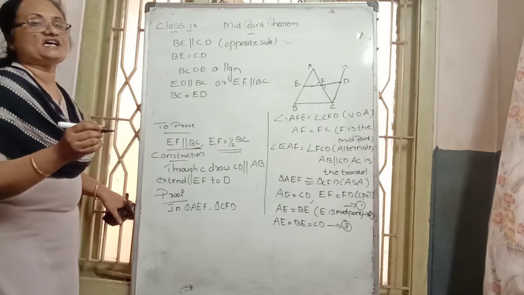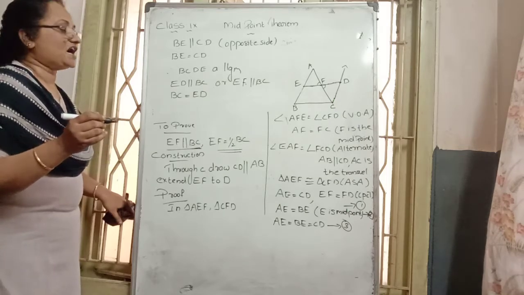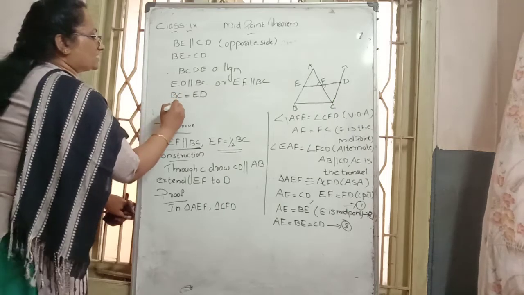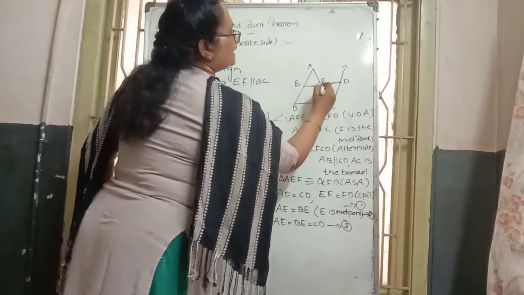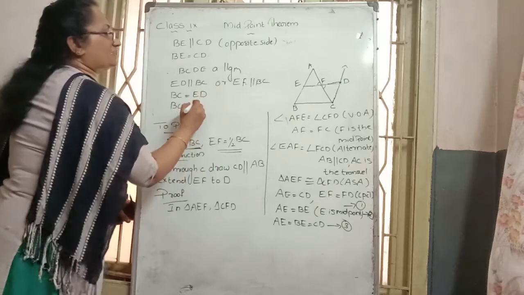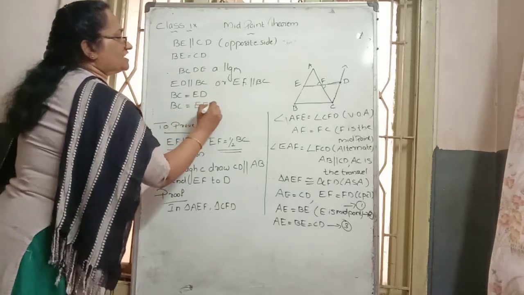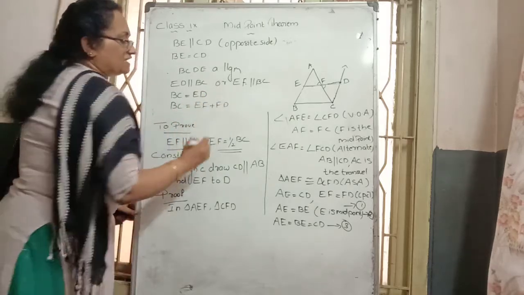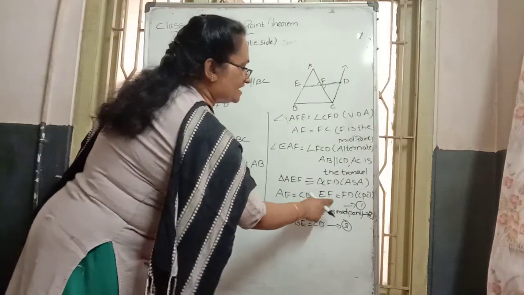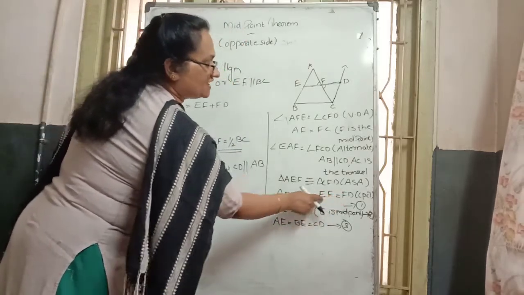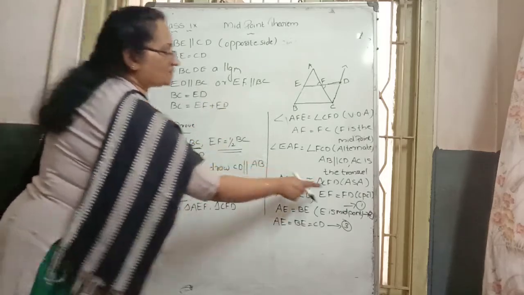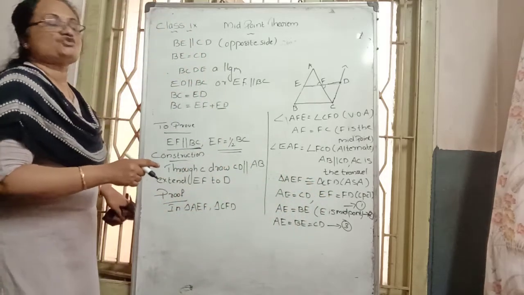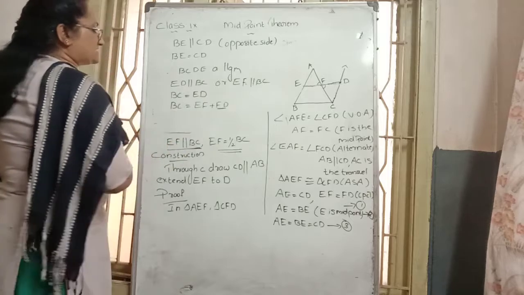What is the second part? EF is equal to half of BC. Then look at the diagram: ED we can split and write as EF plus FD. Instead of ED we can write EF plus FD. Then using the first equation, see, EF and FD are equal. The EF side and FD side are equal. That's why instead of FD, which value can we substitute? EF side we can substitute.